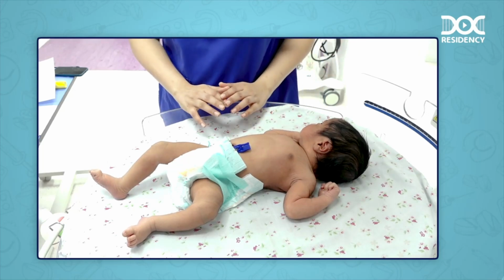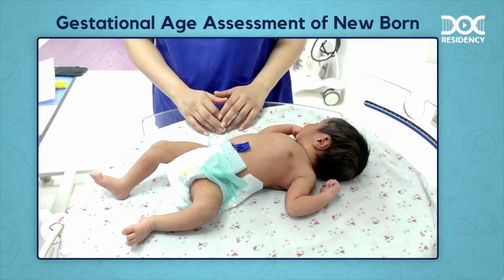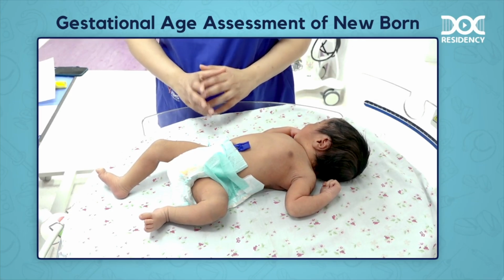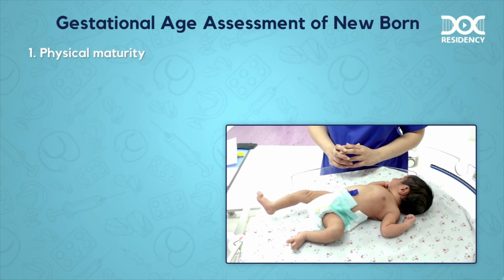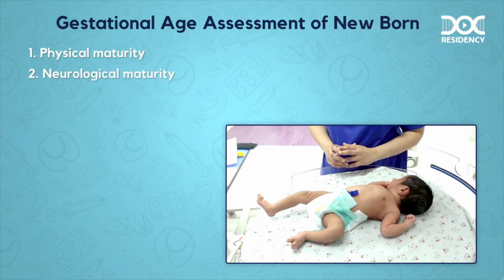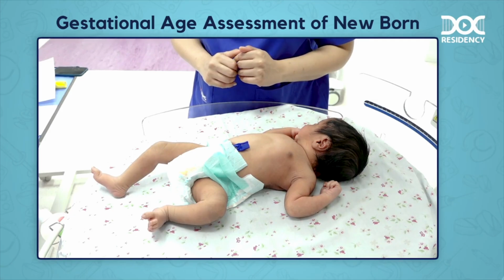In this video, we shall be discussing gestational age assessment of a newborn baby. Now, gestational age assessment has two important components: physical examination or physical assessment and neurological assessment. Each of these components has 6 variables within them.